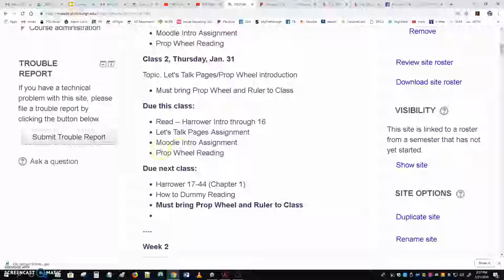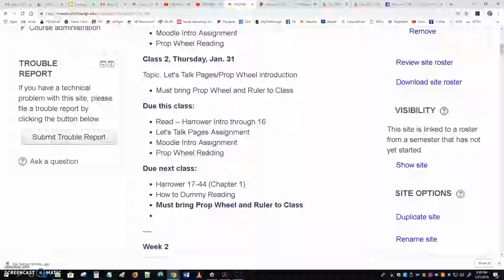And I gave you a Moodle intro assignment. That was just for fun to introduce yourself. If you haven't done it yet, please do. That's here in Moodle in the forum at the bottom of the front page. And I gave you proportion wheel reading. I actually probably also gave you reading about how to dummy, which you should have too. So you should have both those readings to have done or to do soon.